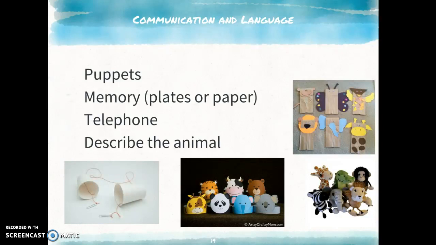So for communication and language, we have puppets, which are one we didn't show and I didn't do in this session with my teachers, but it's very easy. We all know what they are. There's various types of puppets you could make or bring in and have the kids use them. The memory plates was definitely communication and language. They had to talk to each other about which animals they found. The telephone, describing the animal, and even the sequencing, although that's not listed here. The sequencing with the rope was also communication and language, because they talked to their partner about what came first, what came next, what came last.